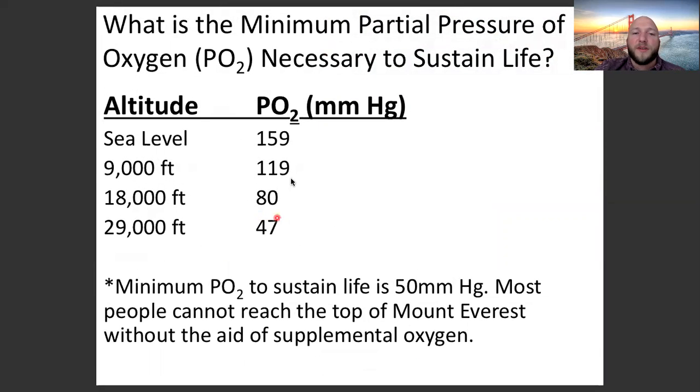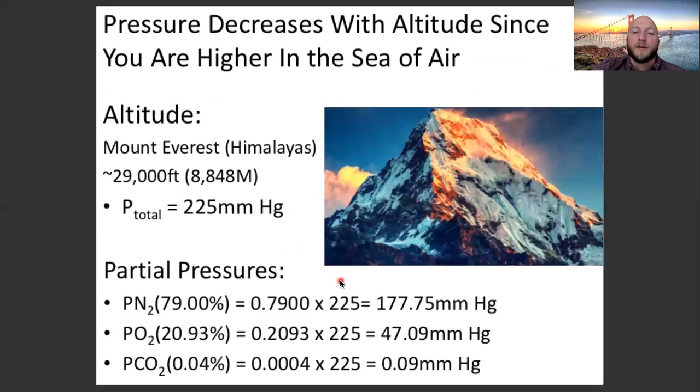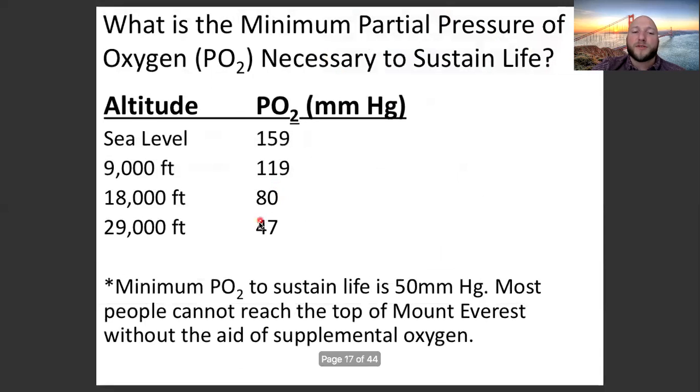Right here we can see the partial pressure of O2 at different altitudes. A minimum PO2 to sustain life is 50 millimeters of mercury. Most people cannot reach the top of Mount Everest without the aid of supplemental oxygen. We need around 50 millimeters of mercury partial pressure in order to survive. So if you want to climb the top of Mount Everest, because of this partial pressure of 47 for oxygen, most people need supplemental oxygen.